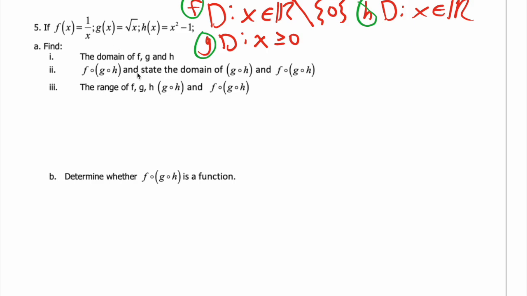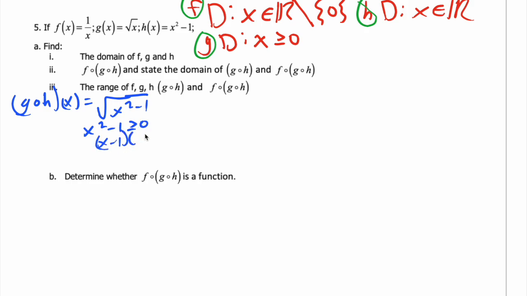Okay, f of g of h, find that and state the domain of this and that. Okay, so let's do g of h of x first. You take the h, you stick it in the g. So that's root x squared minus 1. Okay, so remember, there's no problem with the domain of h, but when you look at this one here, you see that again, the x squared minus 1 has to be greater or equal to 0.